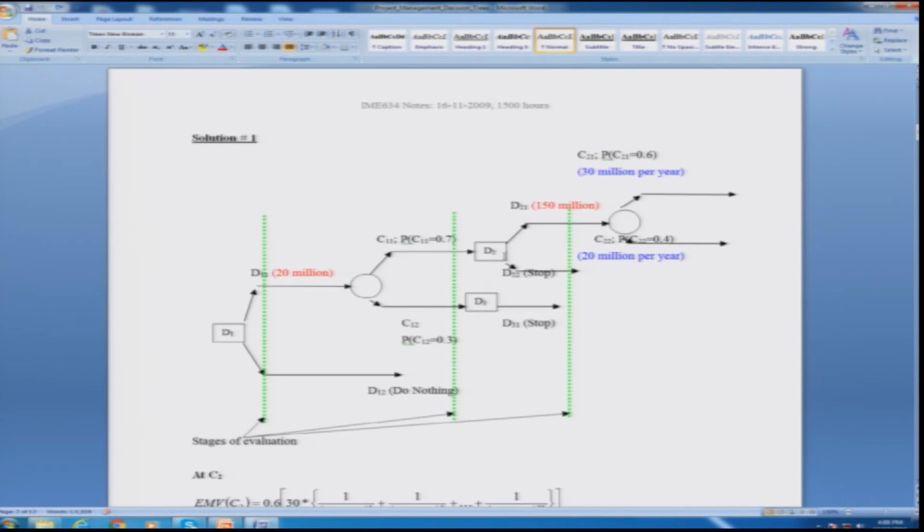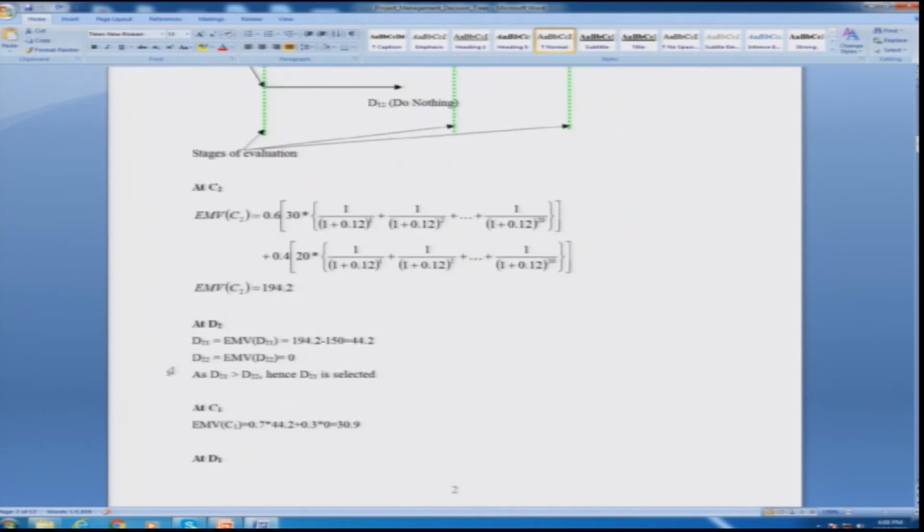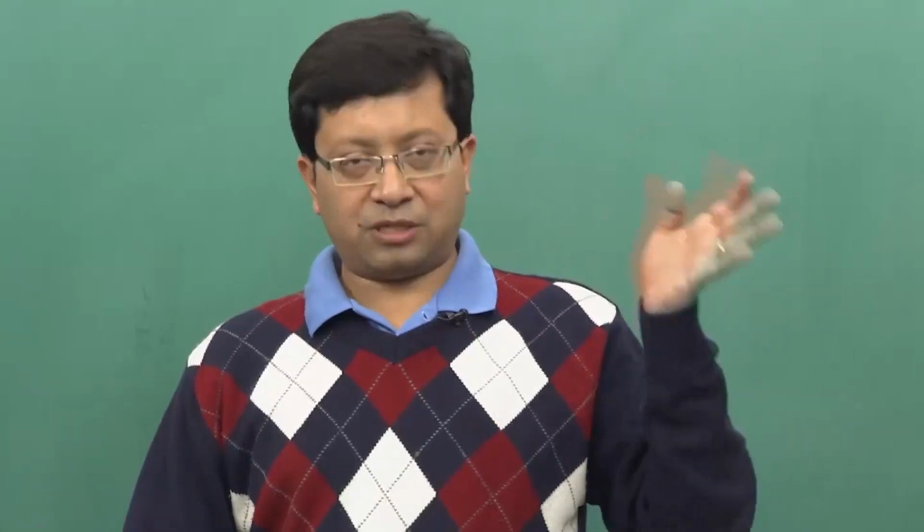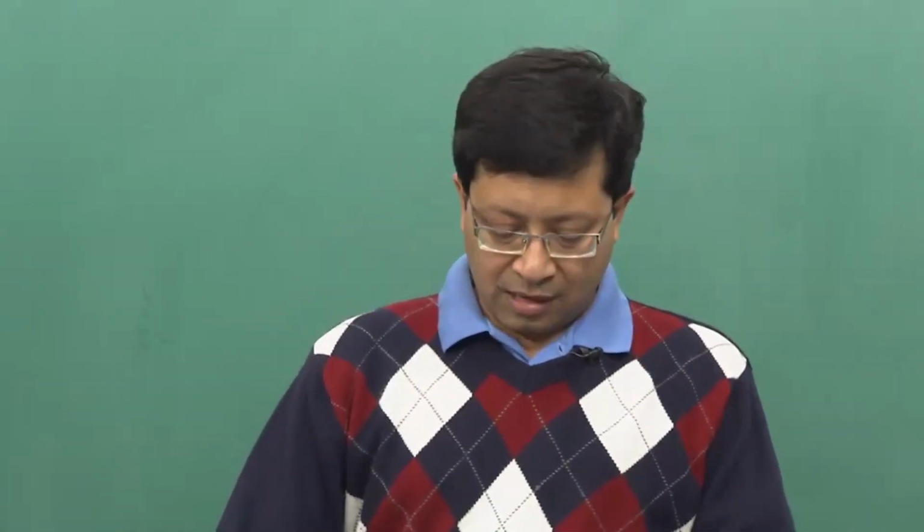So, here what you will do is you will stop the production if it is negative and you would not do anything. So, you compare D21 and D22, this is positive, which means you will definitely take that, which is shown here. As D21 is greater than D22, hence D21 is selected. These suffixes are based on from which point to which point you are going, the nodes and the arcs, even though it does not have any direct implication with PERT and CPM, I just wanted to mention that.